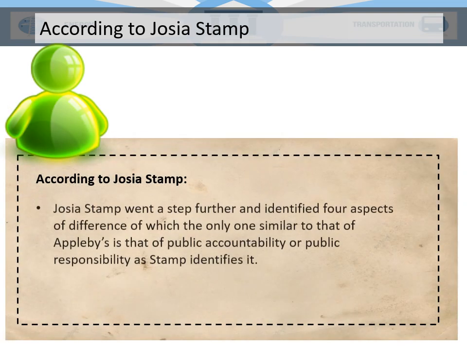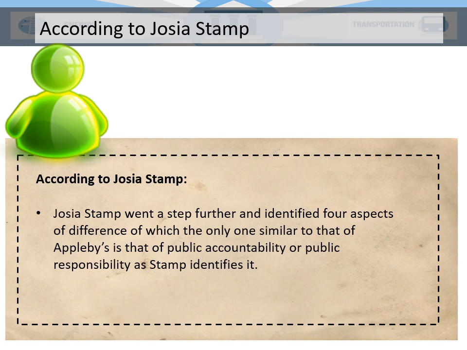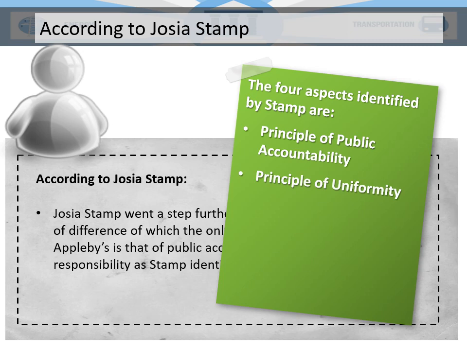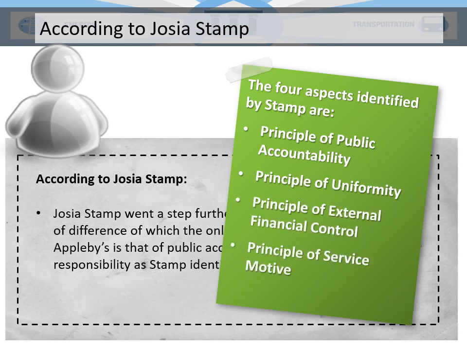Josiah Stamp went a step further and identified four aspects of difference, of which the only one similar to that of Appleby's is that of public accountability or public responsibility, as Stamp identifies it. The four aspects identified by Stamp are: principle of public accountability, principle of uniformity, principle of external financial control, principle of service motive.